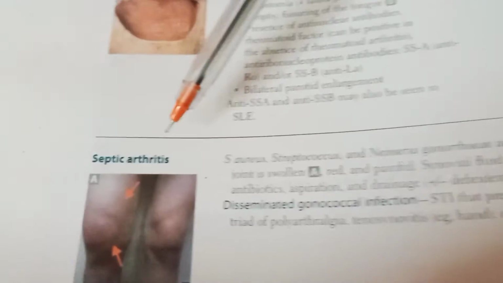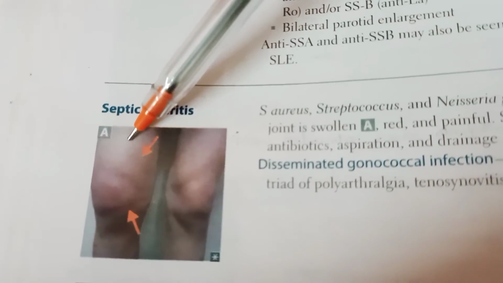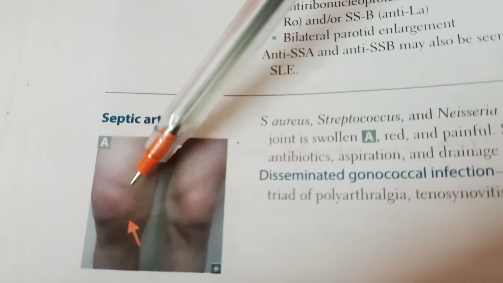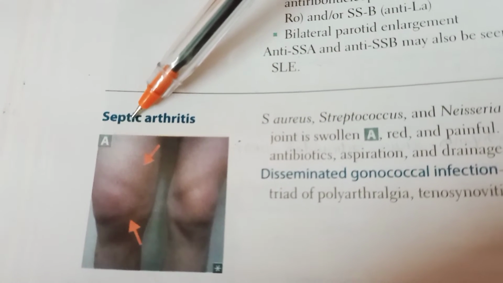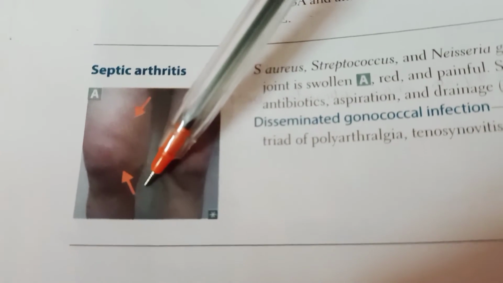Next, coming to another disorder, the septic arthritis. You can see how inflamed the joint is. You can see only one side is involved. So it is a monoarthritis. Mainly it is septic. Septic means organisms are involved, like Staph aureus, Streptococcus, Neisseria gonorrhea. These are the common causes.